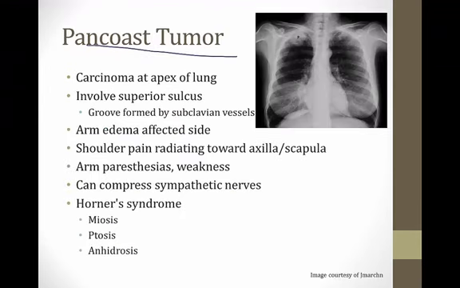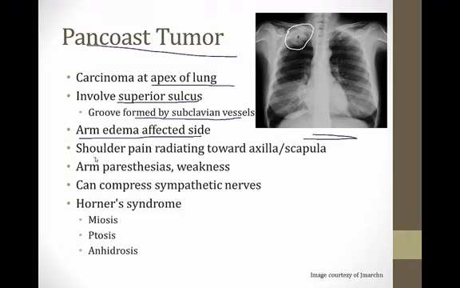Pancoast tumor is a carcinoma at the apex of the lung. This is a picture of one in this x-ray over here on the right. Notice up here there's this white thing up at the apex of the right lung. That's the Pancoast tumor. Because of the location at the top of the lung, these can involve the superior sulcus, and this is a groove that's formed by the subclavian vessels. The result is that you can obstruct the venous drainage from the arm on the affected side and get arm edema. What makes this different from SVC syndrome is you won't see facial edema, just arm edema.